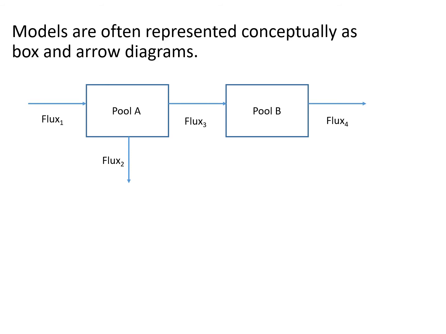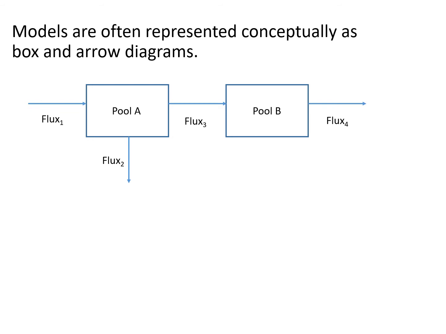So the boxes in this case are the pools or state variables that represent the number or amount of some object of interest for us. So pool A could be number of juvenile wildebeest, and pool B could be mature wildebeest. Pool A could be grassland biomass, and pool B could be wildebeest biomass. It all depends on how you've defined your models.